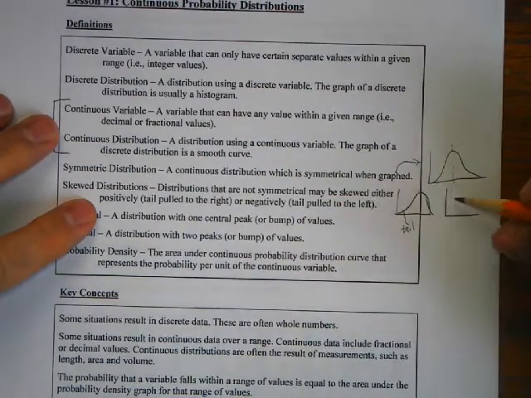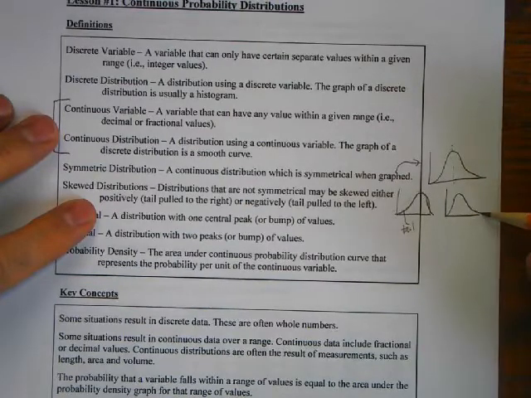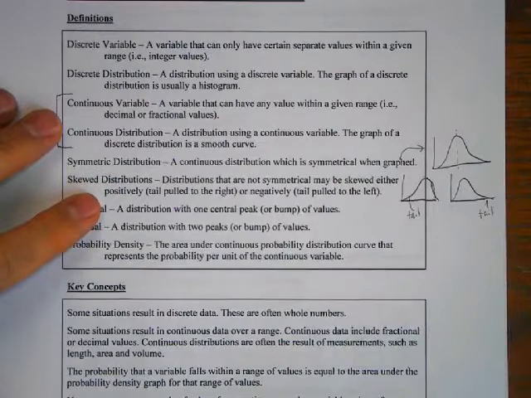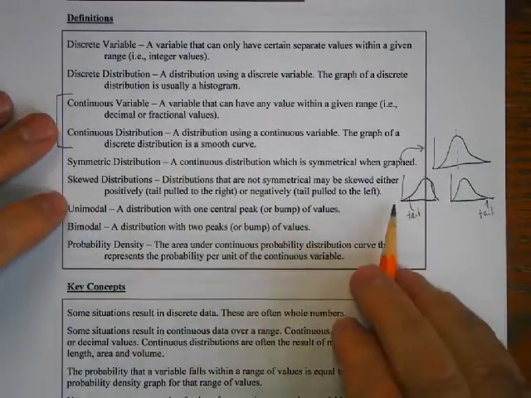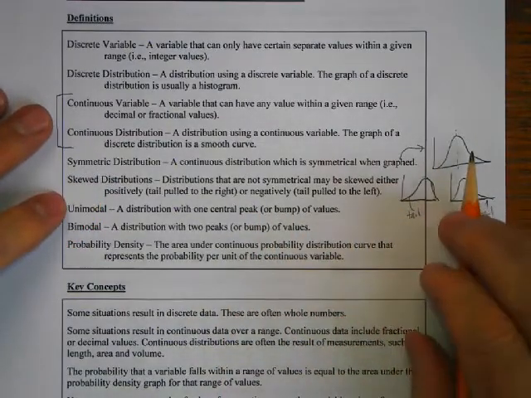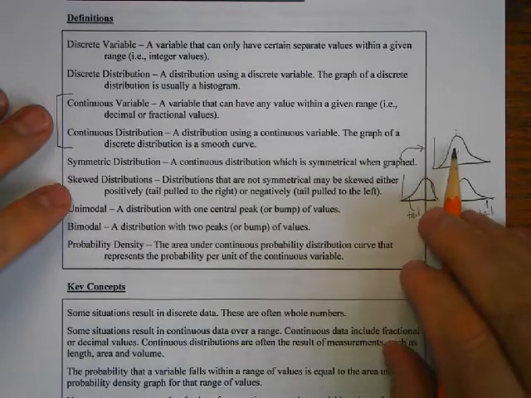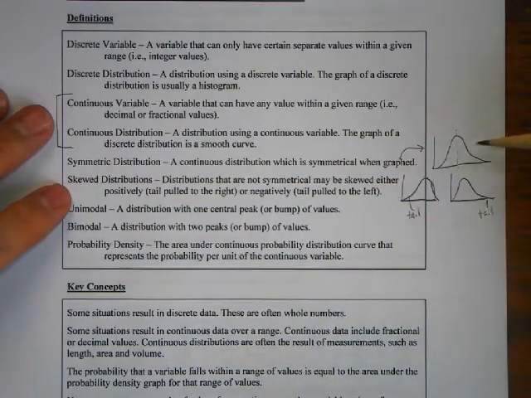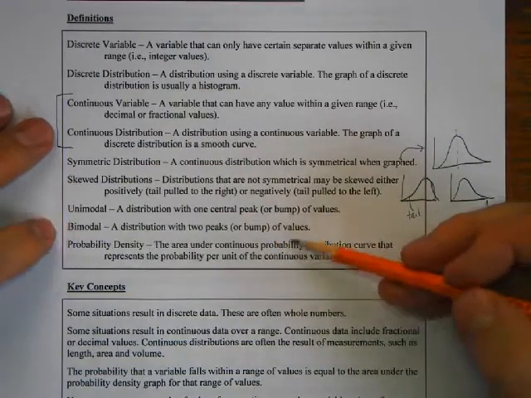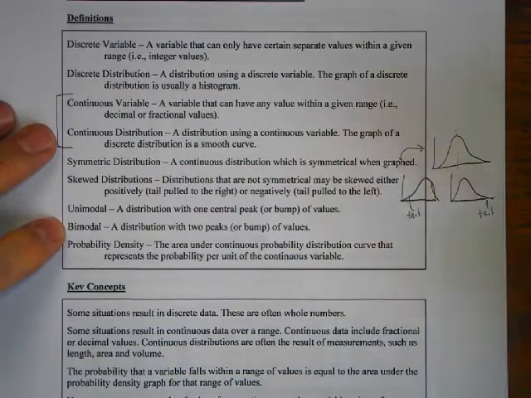Or you could have the opposite type where it's very heavily concentrated on the left and the tail is skewed to the right. So that's what skewed distributions look like. It's kind of like you took a symmetric distribution and pushed it to one side, for lack of a better description. Now we have unimodal and bimodal.